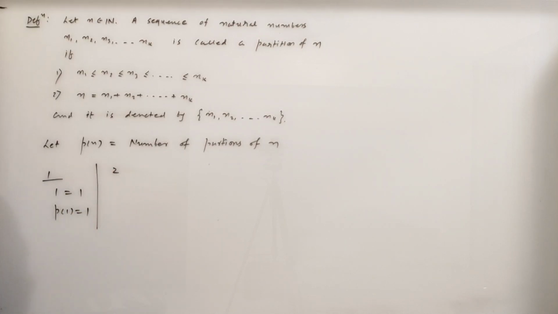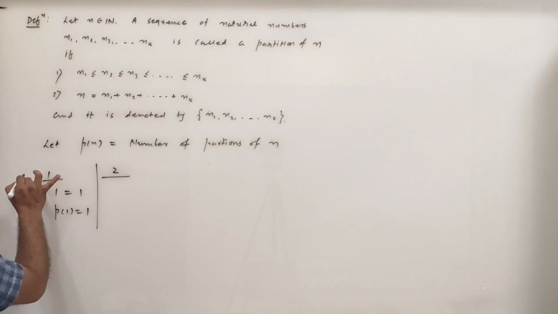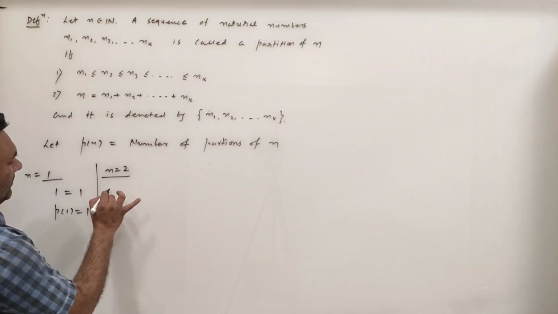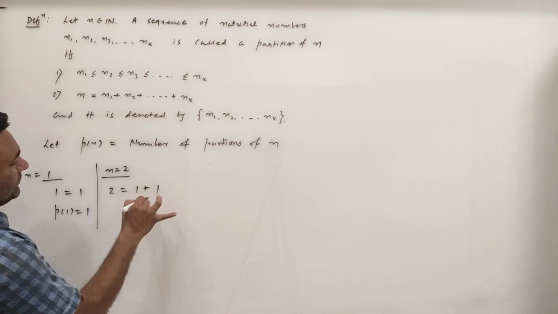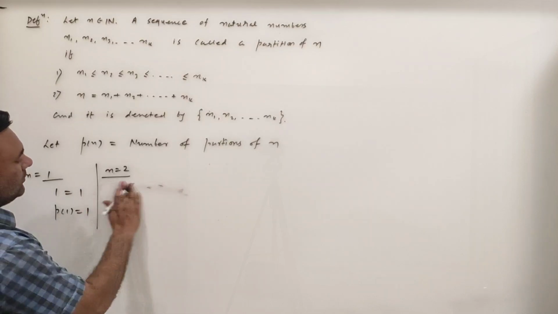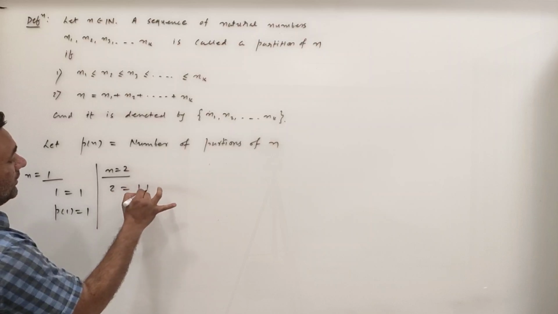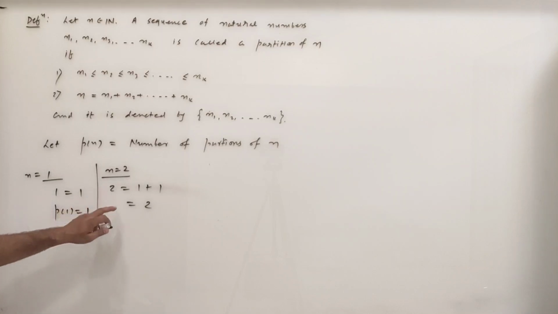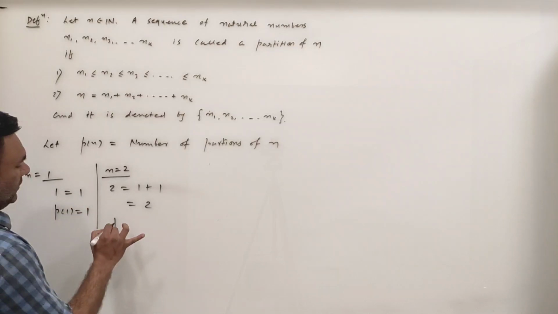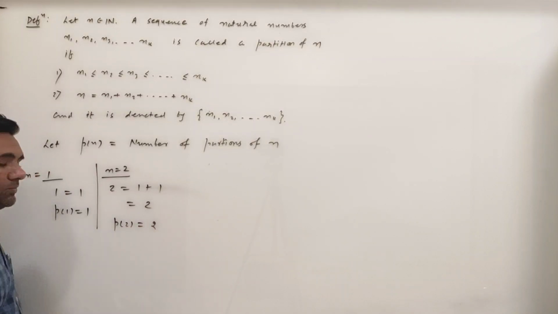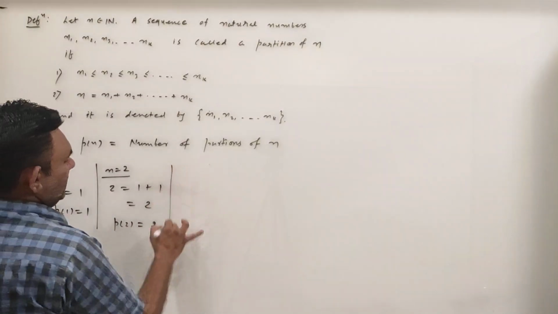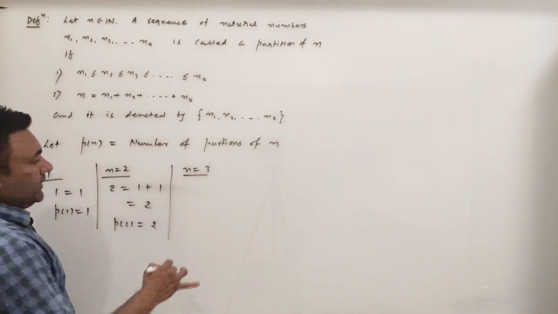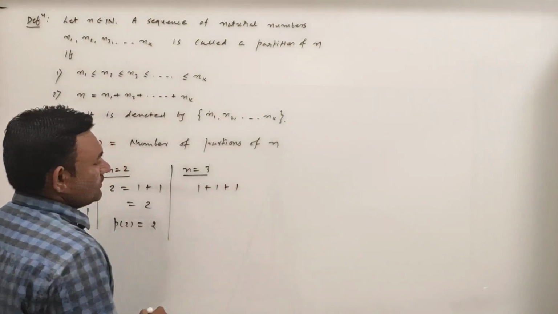Now 2. What about 2? Here n is equal to 1, and now you consider n equal to 2. Then 2 can be written as 1 plus 1, and another way is 2. So 2 has 2 partitions. So P(2) is equal to 2. What about 3? You consider n equal to 3. Then it is 1 plus 1 plus 1.